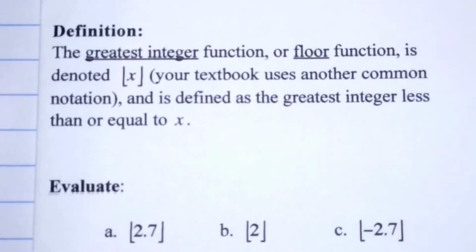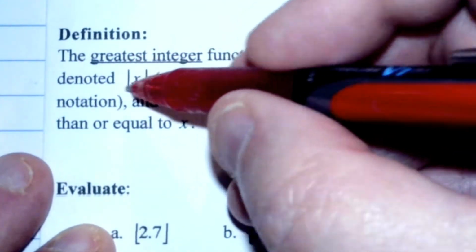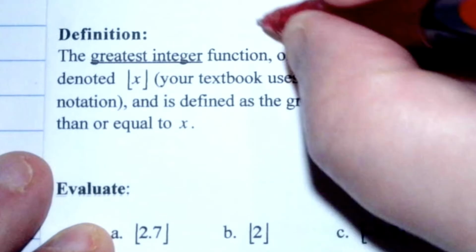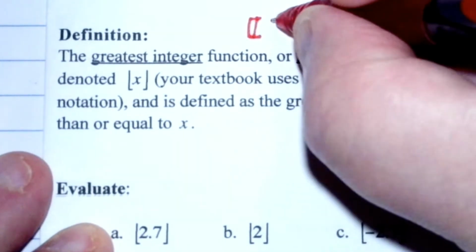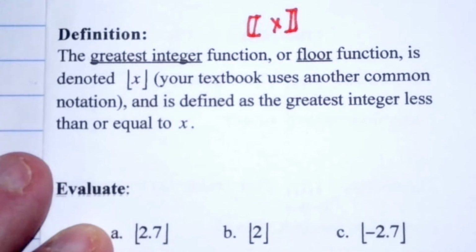Next, let's talk about a function which may be new to you, a function called the greatest integer function, or the floor function. There are a couple of different notations for this function. One is this notation, and then another notation would be something sort of like square brackets, but these are both notations for the greatest integer function.